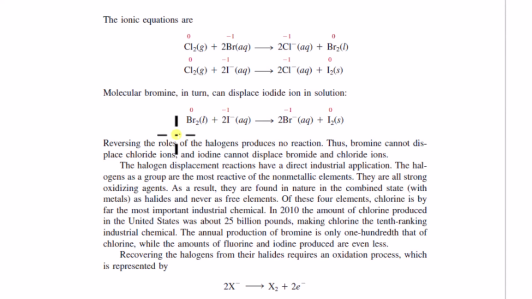Okay, now next it talks about how, since bromine is above iodine in the halogen column, that means that molecular bromine can displace iodine if the conditions facilitate the interaction of the species to allow the chemical reaction to take place. And here they give the corresponding net ionic equation for the displacement of iodide by elemental bromine. Okay, now reversing the roles of the halogens produces no reaction. Thus, bromine cannot displace chloride ions, and iodide cannot displace bromide and chloride ions.